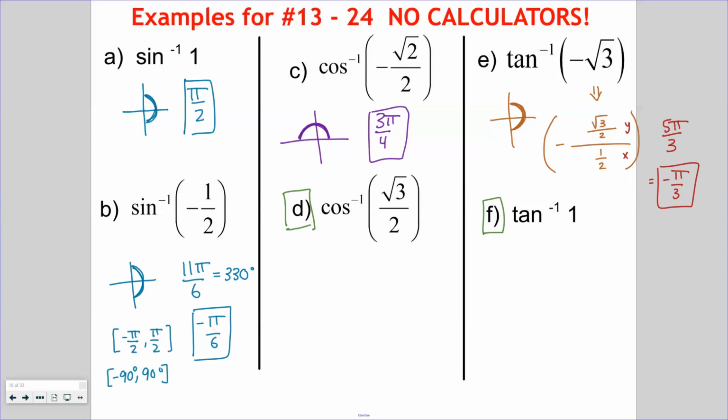For D and F, just for time's sake today, D should be pi over 6. That is the angle on the unit circle in the first or the second quadrant for inverse cosine. And then F is pi over 4. Right? Tangent is 1 at pi over 4.